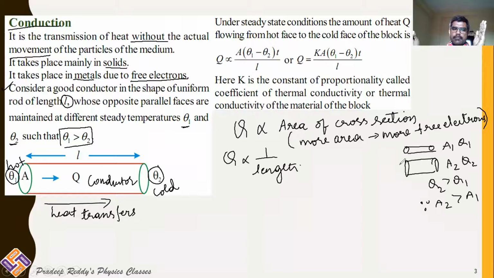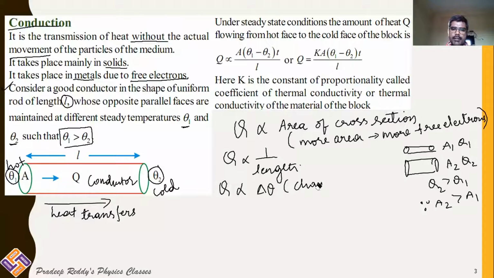More is the length, more amount of heat is absorbed by the atoms. Atoms will vibrate, and in order to vibrate, some part of energy is utilized. Remaining part is being transferred to the other atom. So more is the length, more amount of heat energy is absorbed by the atomic vibrations. Therefore, Q is inversely proportional to length, and Q is directly proportional to change in the temperature.